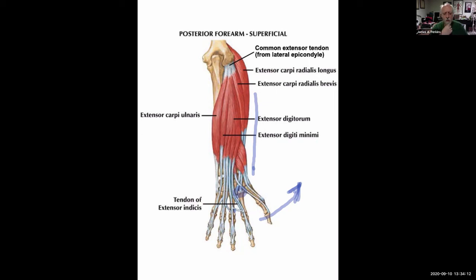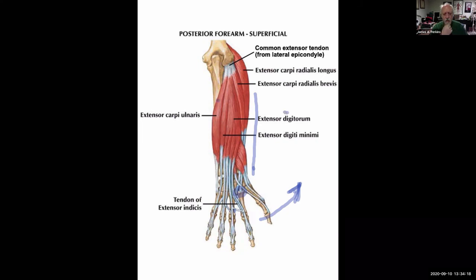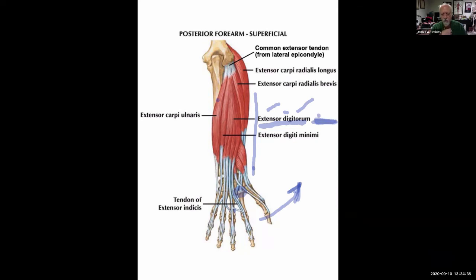All right, continuing to work our way across the posterior aspect of the forearm. The next muscle we come to is called extensor digitorum. So it's an extensor of the digits, an extensor of the fingers. Now you might notice there's no other word here. It's not extensor digitorum superficialis or profundus or anything like that.